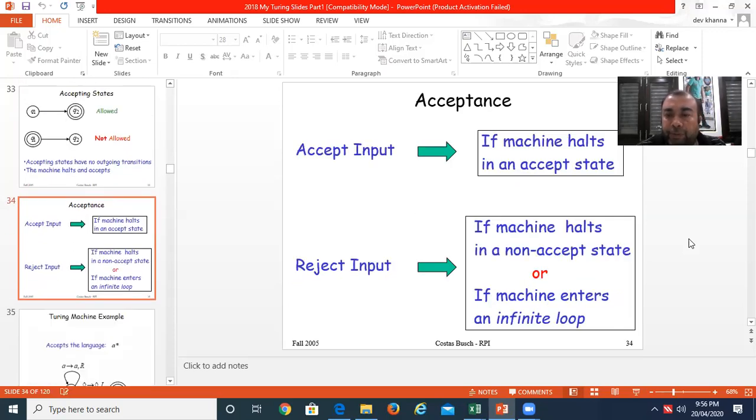So acceptance, I have discussed a few slides before. What is accepting input and what is rejecting input? Let us see again. Accepting input: if the machine halts in the final state, then we will say the input is accepted. Rejection of the input: if the machine halts in the non-final state, or the machine enters into an infinite loop or hangs, then we will say the input is rejected.